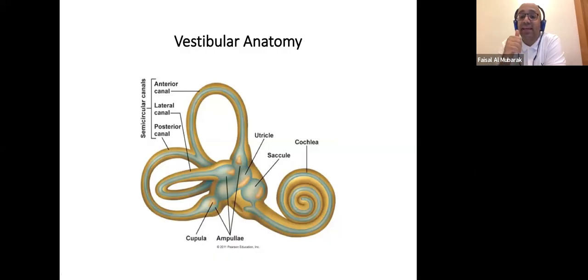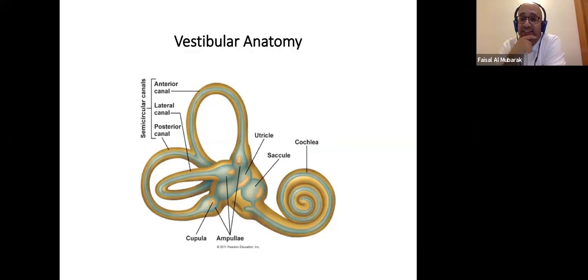Now, the otolith organs, which are 2 on each side, what are they? They are the utricle, the first one, and the saccule, the second one. So we have the utricle and the saccule right here. So we have 2 otolith organs on the right, and 2 otolith organs on the left. So we have utricle, saccule, utricle, saccule.